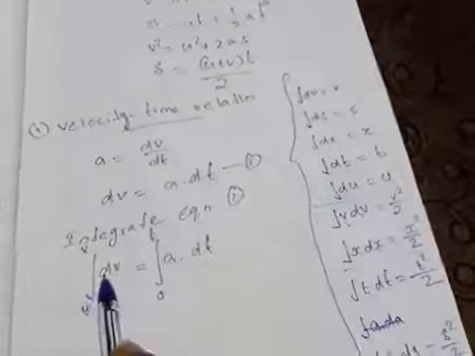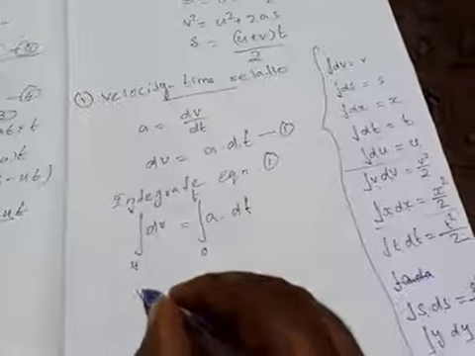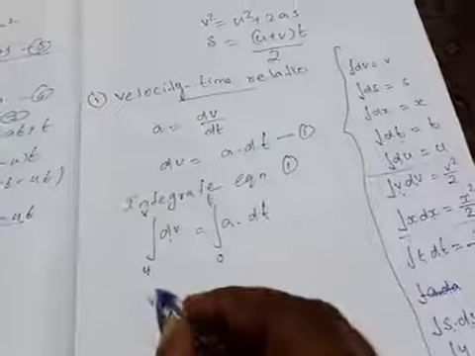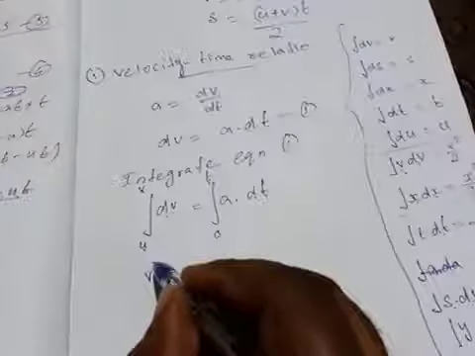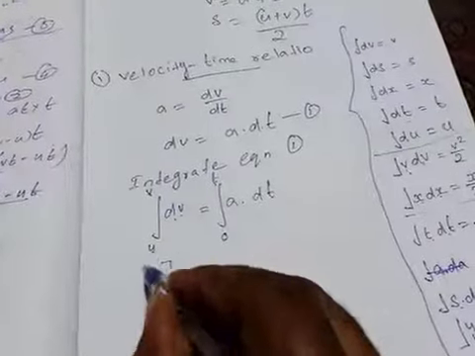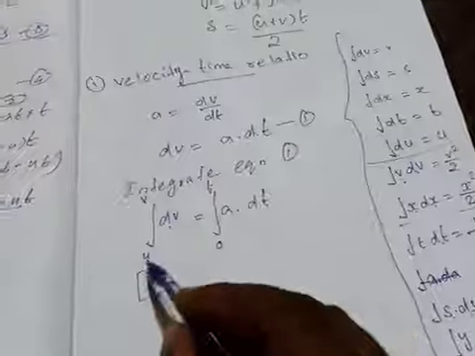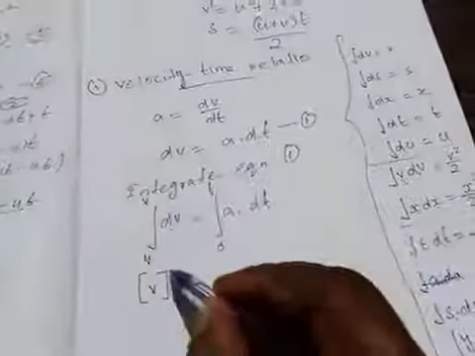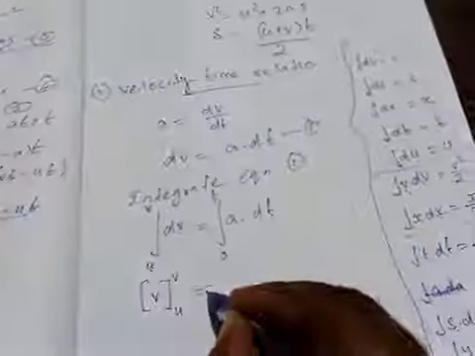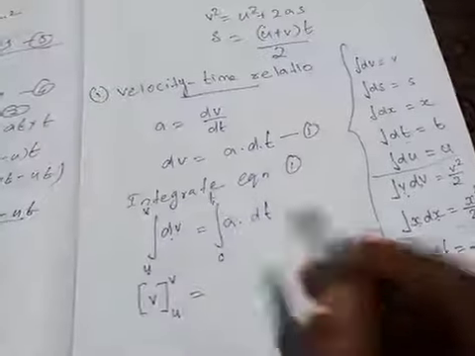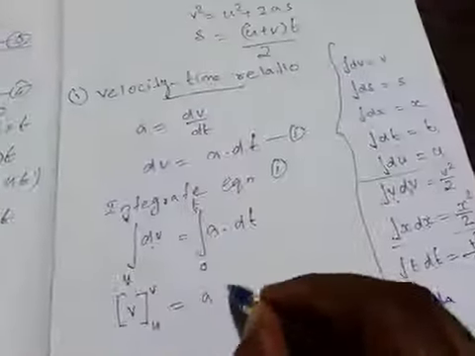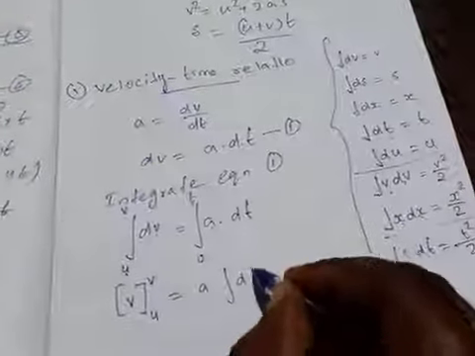So here, integration of dv is v, small v. Now applying the limit, you have to use a square bracket and put the upper and lower limits. This is the lower limit, this is the upper limit: u to v. Here a is constant, no need to integrate, take it outside. Just integrate this dt.